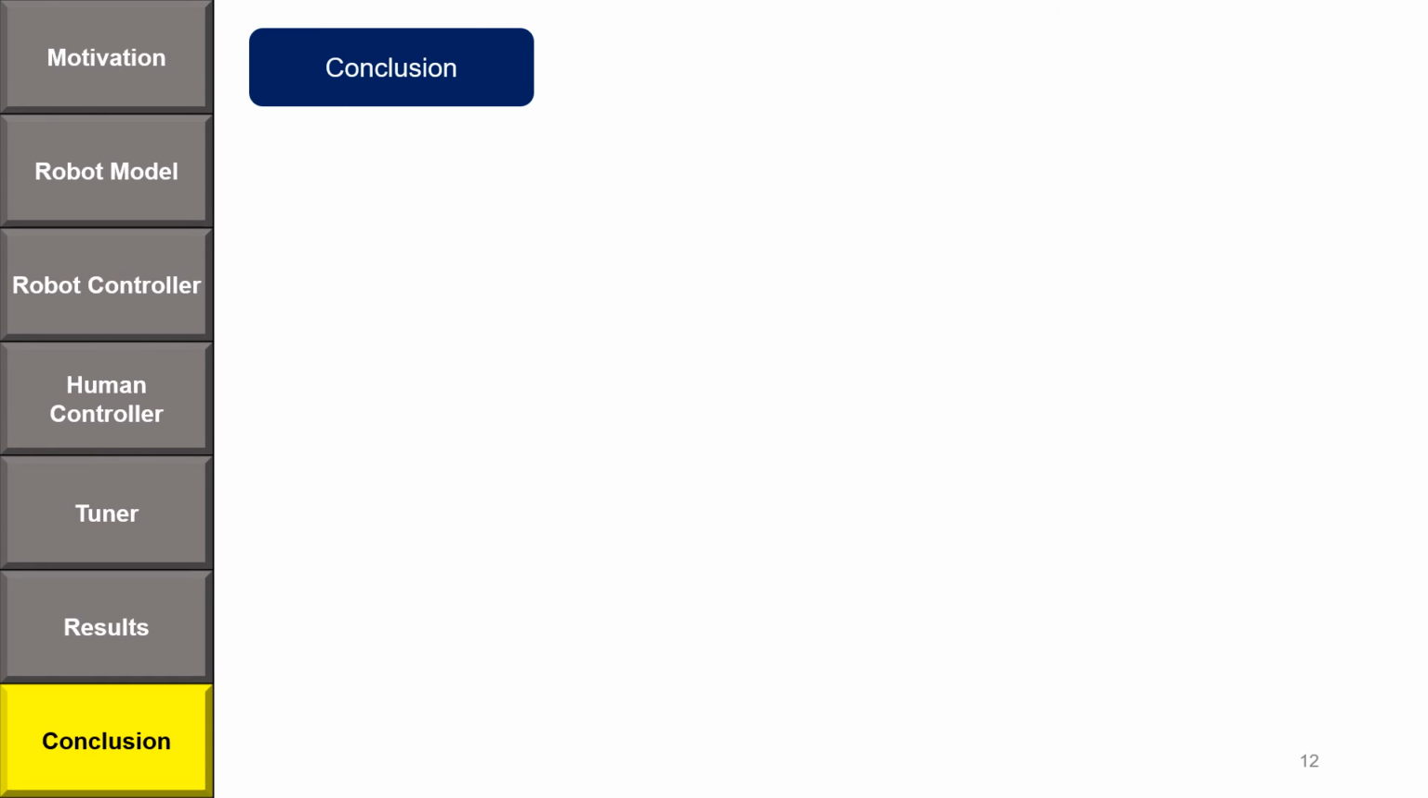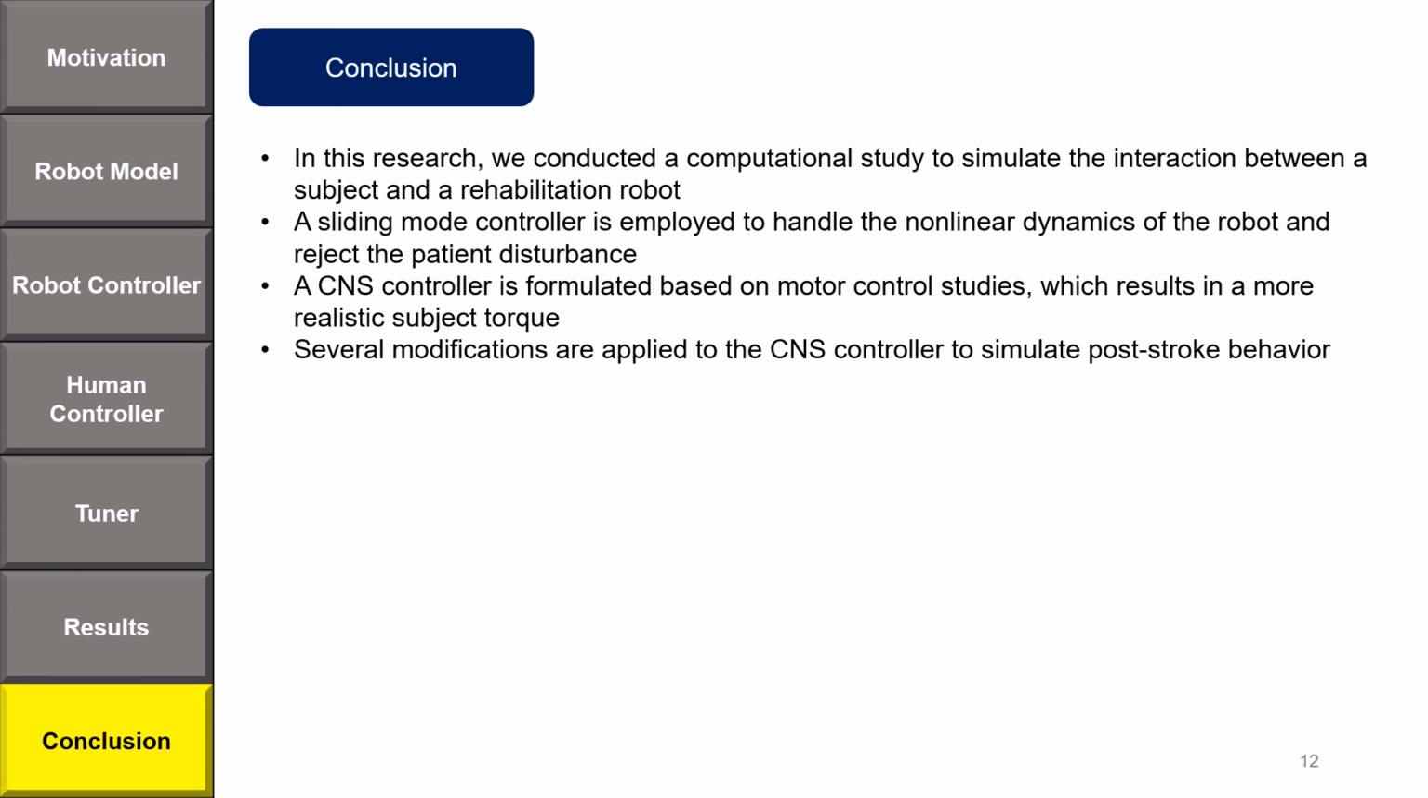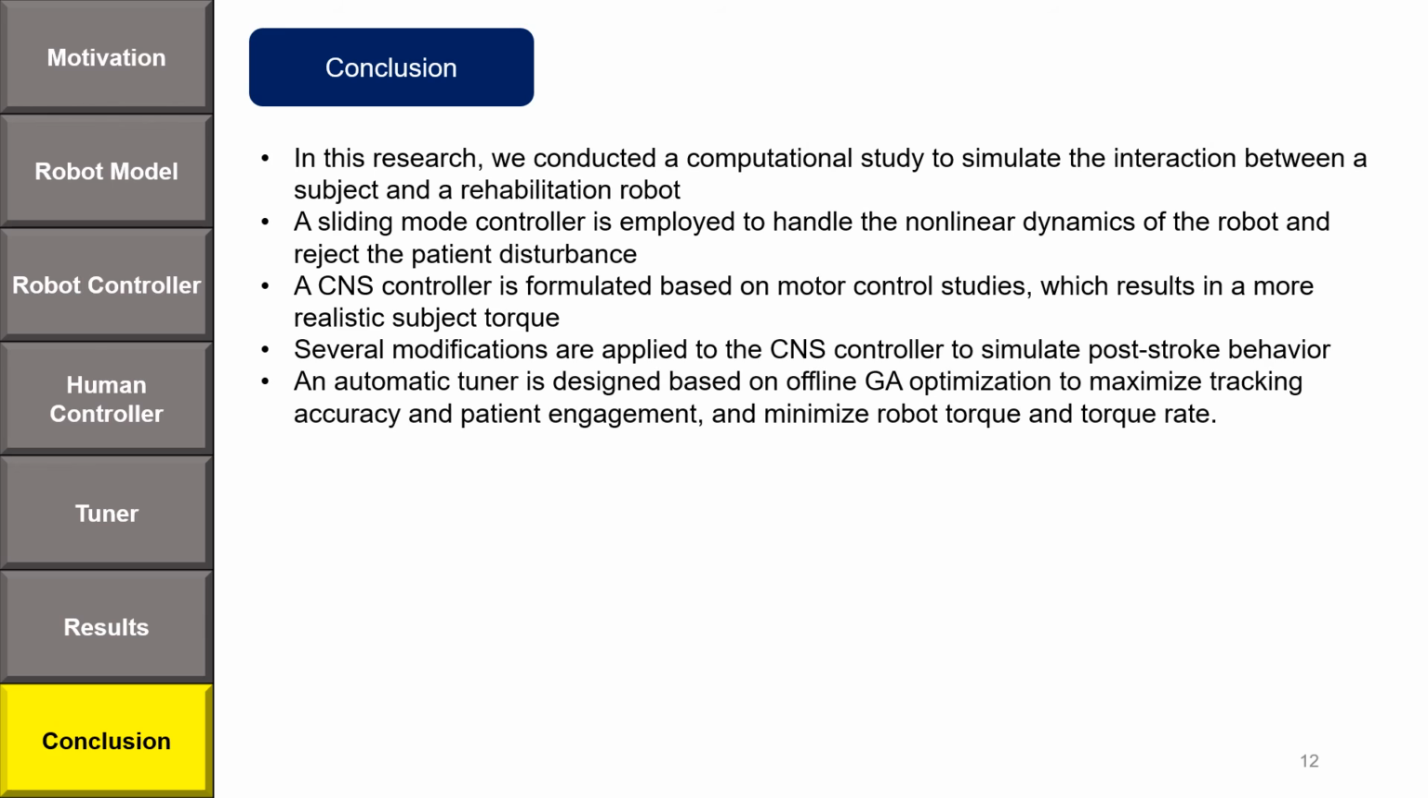To conclude, in this study, we simulated the interaction between the subject and a rehabilitation robot. We provided a realistic simulation by formulating the CNS controller, considering muscle components, and modeling post-stroke effects and rehabilitation progress. Our GA-based offline tuner could provide the optimal weights based on minimizing the tracking error, robot torque and torque rate, and maximizing the human engagement. Modeling the stroke effects and rehabilitation progress for realistic human-robot interaction simulations and using automatic tuners for rehabilitation purposes are the main contributions of this research.